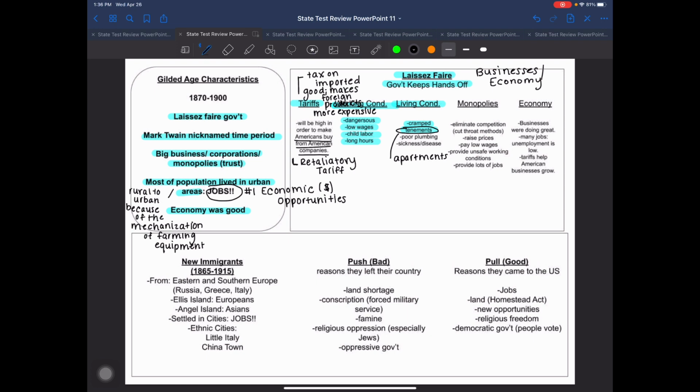So we get really, really cramped tenements, and there's not going to be really good plumbing going on in these tenements either. And because things are so cramped and overpopulated, sicknesses and diseases are going to spread rampant through these tenements. Okay, they were just nasty. It's the easiest way to put it.